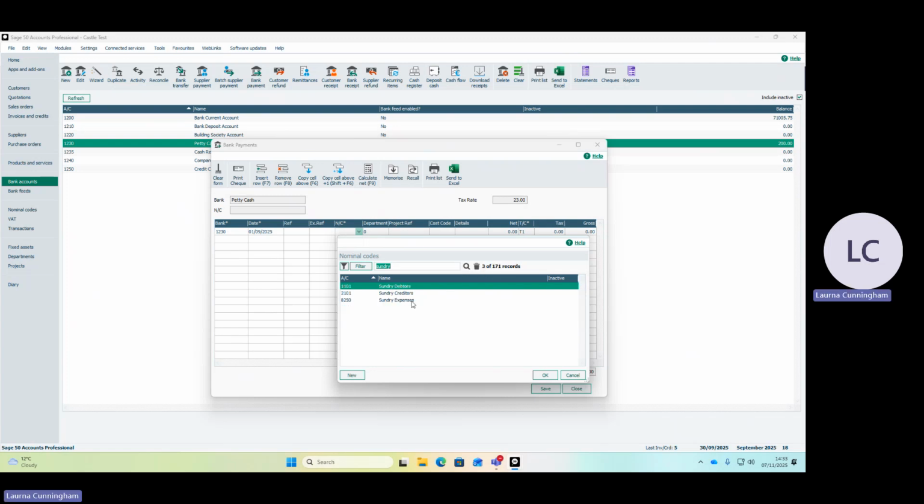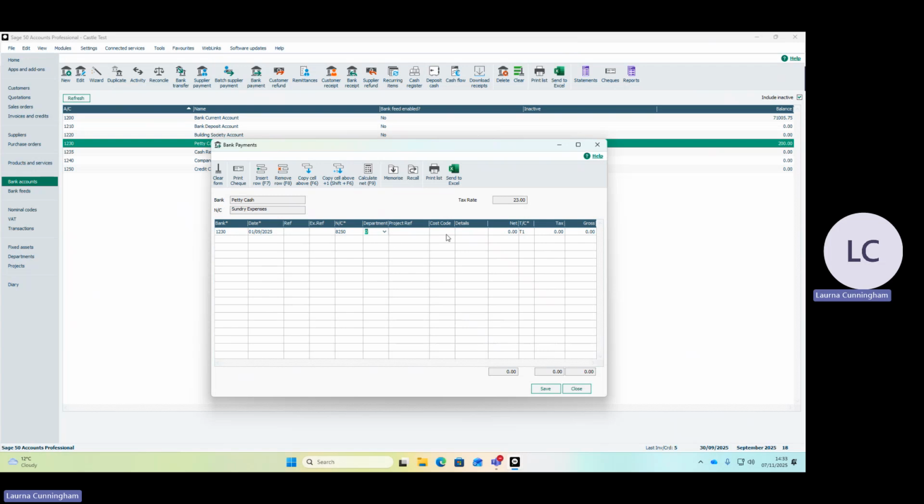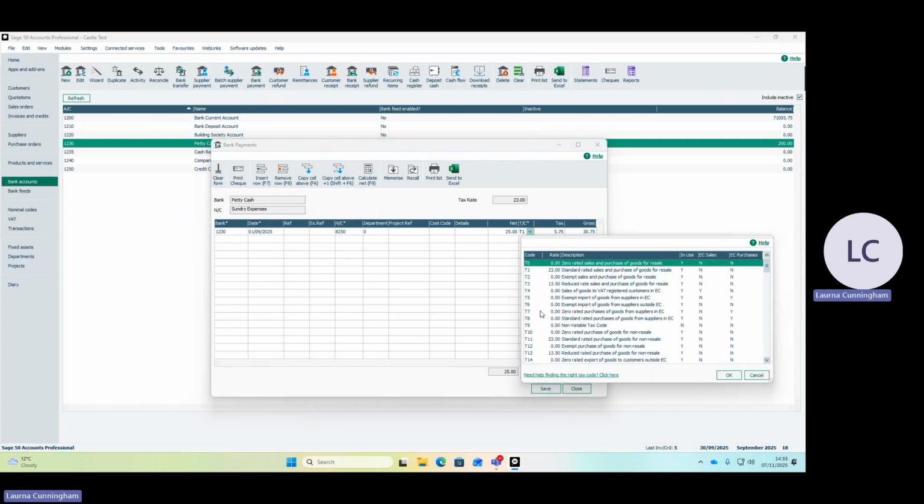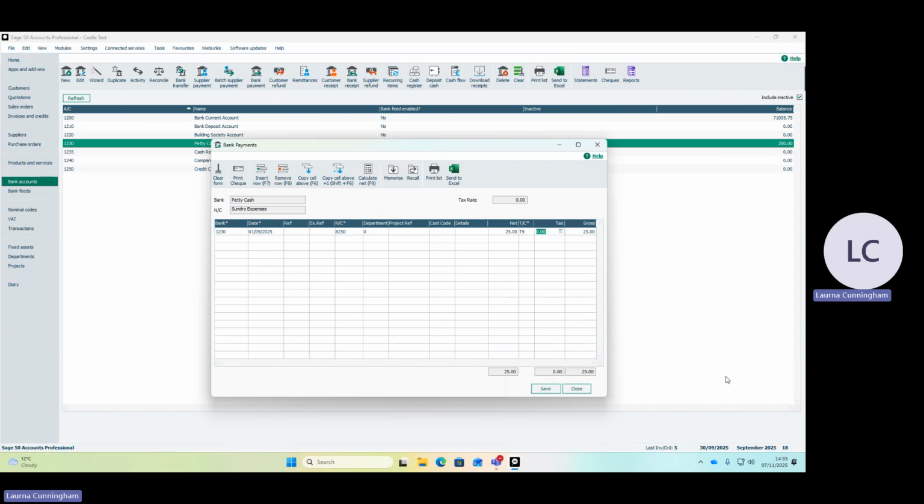Okay, so sundry expenses, 8250. So we bought tea and coffee for €25. Now, sometimes there will be VAT on these. Most times there won't. So if there's no VAT, you can just say that it's a non-VATable transaction, T9.